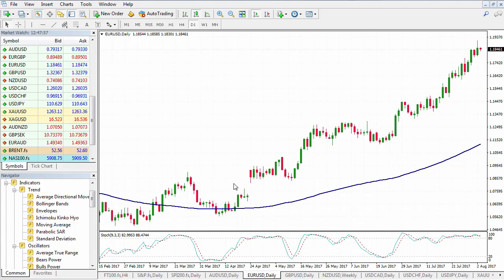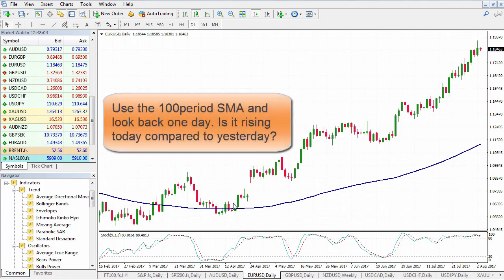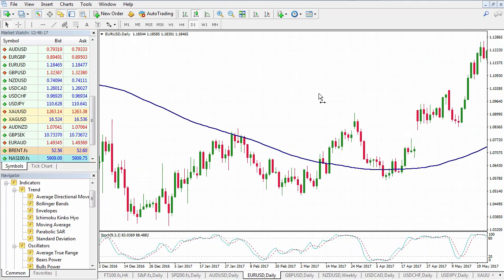Now, another way, if you want an earlier confirmation, what I do is I like to actually just look back one day. Is the 100 period moving average rising today compared to yesterday? If it's rising, I will only take long positions. If it's falling, I'll only take short positions. So as an example, let me just pop that on there.